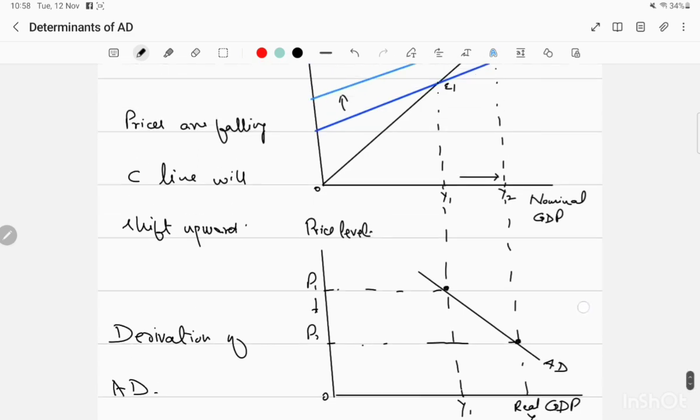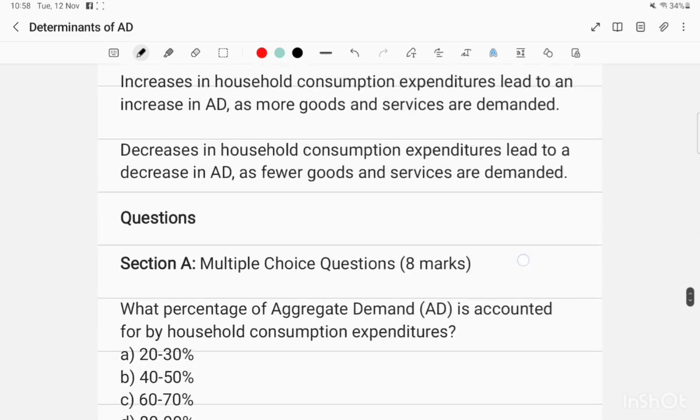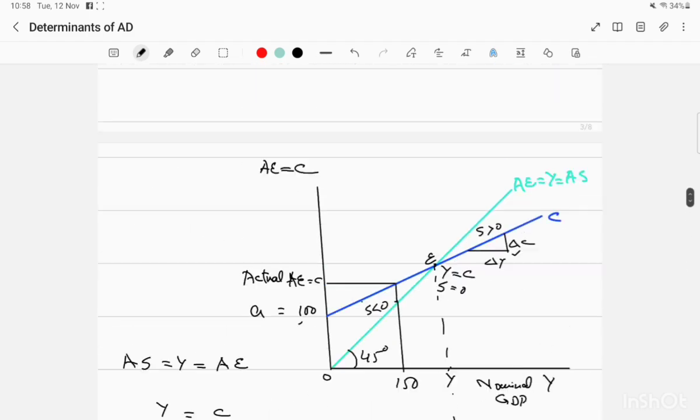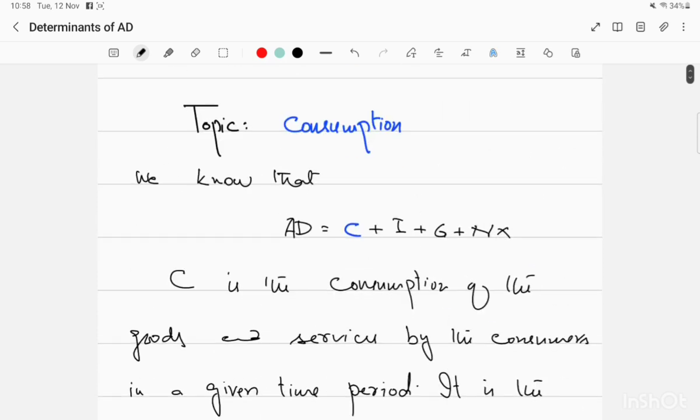I hope you will be able to understand the first component of aggregate demand, that is consumption. It is interesting to learn consumption, and then we will be moving towards investment tomorrow.